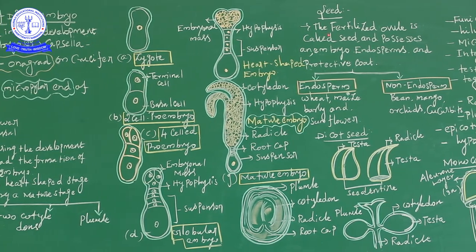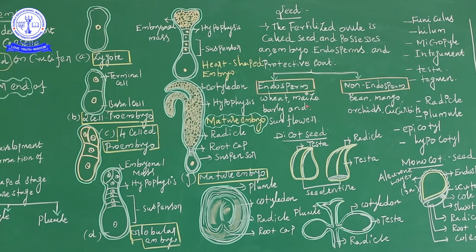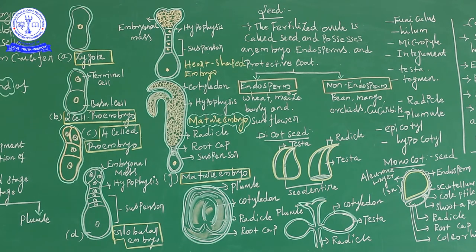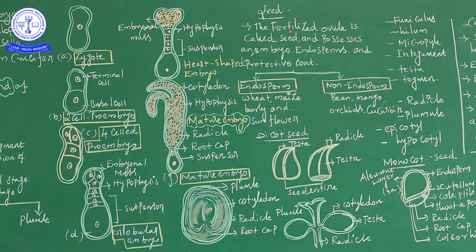Next is the seed character. Seed means the developed ovule; the fertilized ovule is called the seed. The seed possesses the embryo, endosperm and protective coat. The embryo, endosperm and also the protective coat are present in this seed.